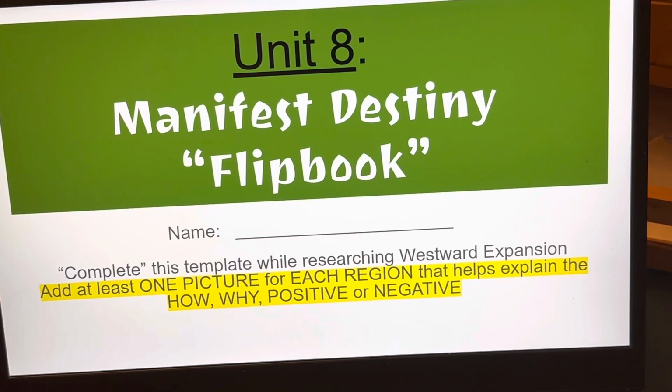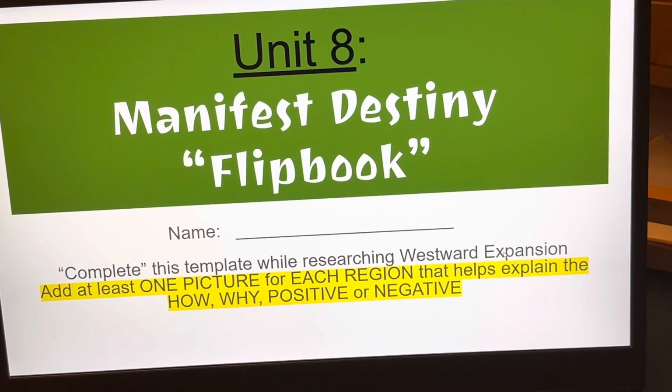Okay, hello everybody. So for Manifest Destiny, normally I would do a paper copy of this, but this is a different situation this year, so we're going to do a digital version of a flip book. So the idea is you're going to put all of your answers in this copy. Obviously, you type your name in here, and as it says, you're going to complete this while you're researching.